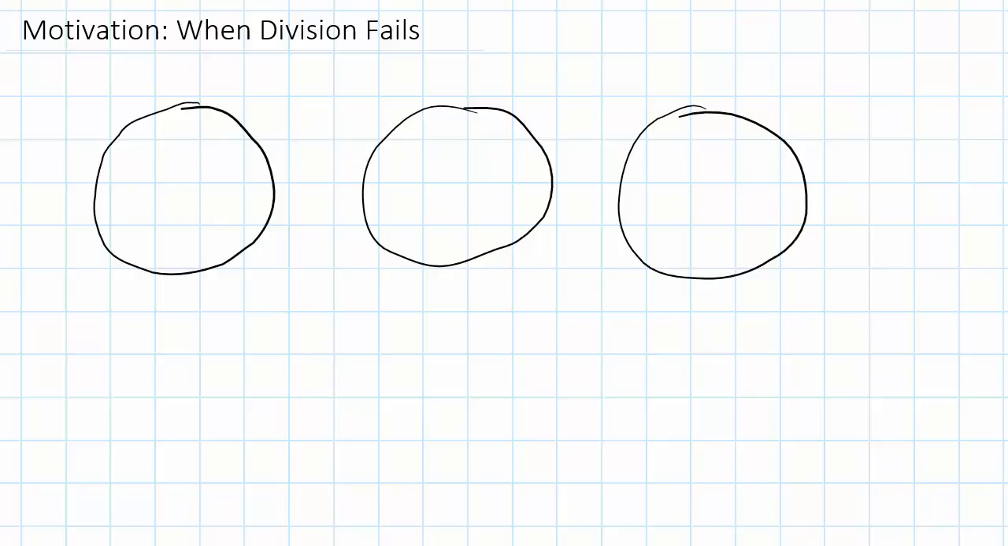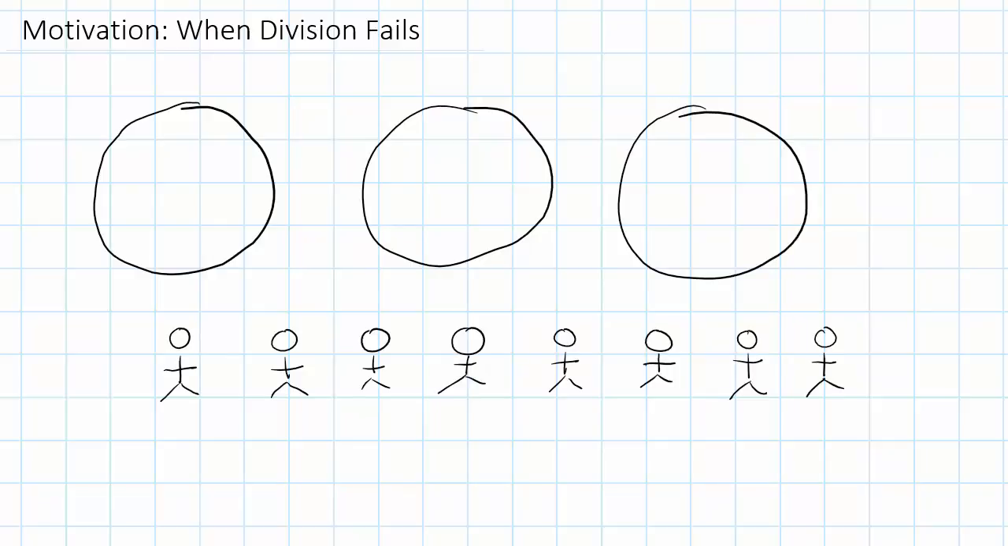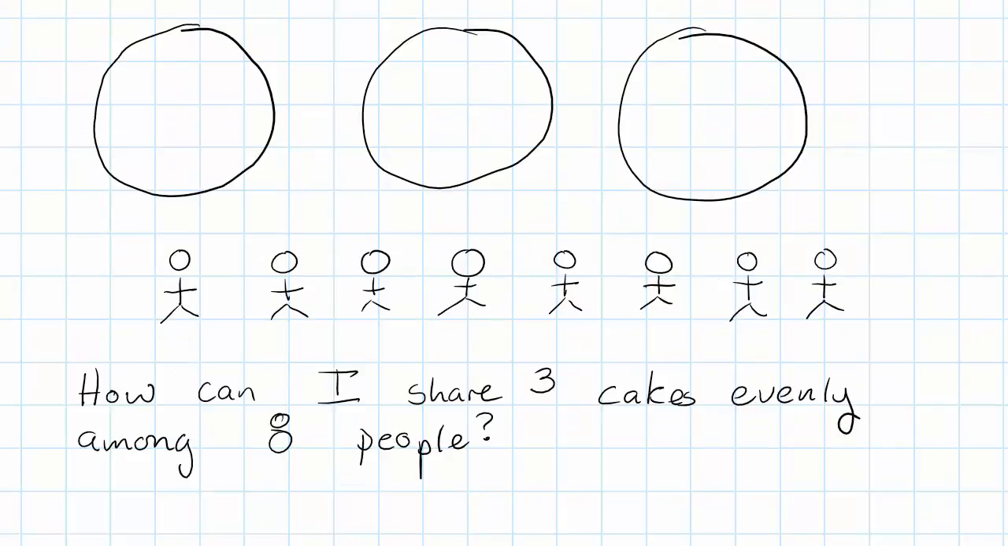All right, so suppose for a moment I've baked a cake. In fact, I've baked 3 cakes. And then 8 people turn up, and they all want some cake. How can I share my 3 cakes evenly among 8 people? This seems like a weird question. Let's ask a less weird question than this and come back to this one.